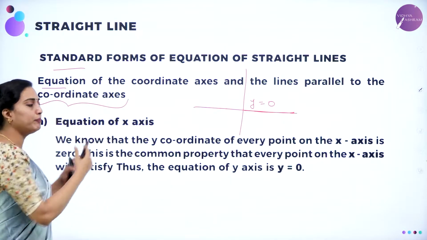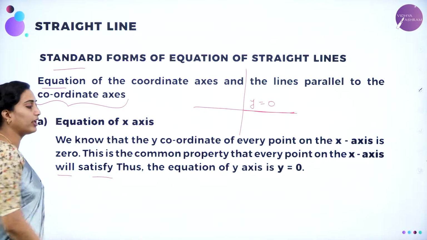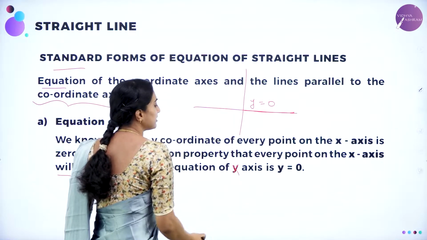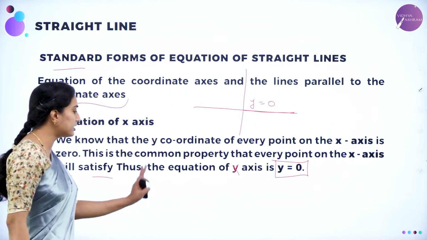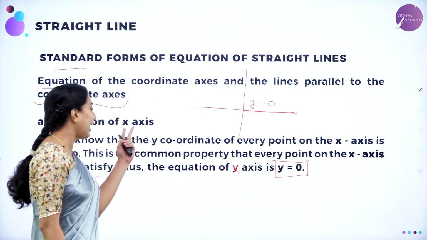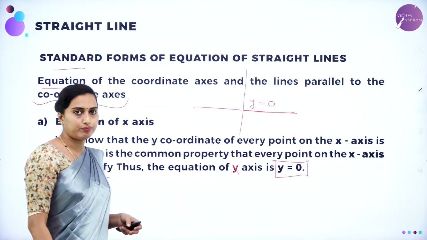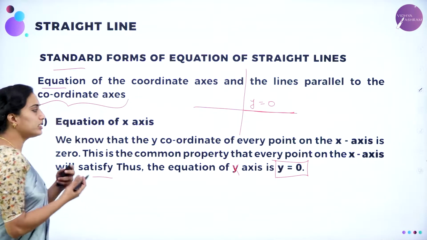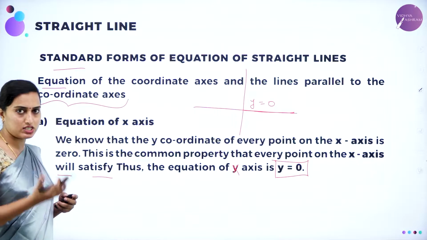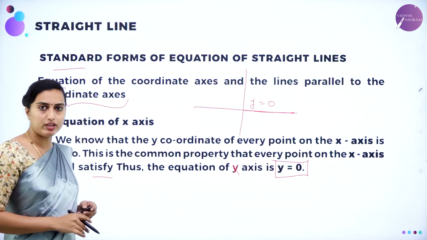So this is a common property that every point on the x-axis will satisfy. Thus the equation of the x-axis is y is equal to 0. This you have to remember. Thus the equation of the x-axis is nothing but y is always equal to 0. This you have to note down, okay? And even if x is changing, y will still be equal to 0 only, isn't it?